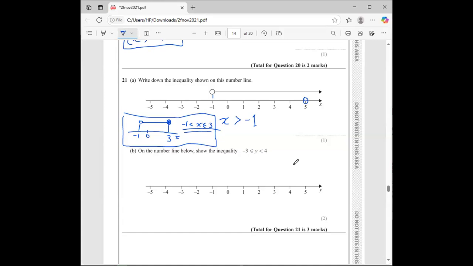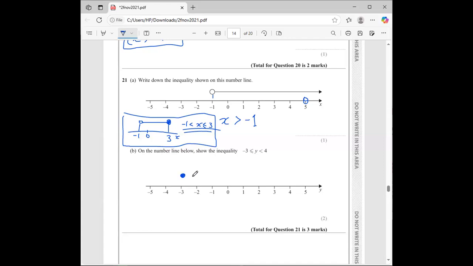That's the next question. It says on the number line, show the inequality -3 less than or equal to y less than 4. So it's very simple, right? Different people have different varieties of their own. Some people don't put this line that I put here. If you don't put the line, then your circle will be hanging in the air like that. Now, did you notice that there's an equal to on the -3 side? So that means we have to shade it, isn't it? Yes.